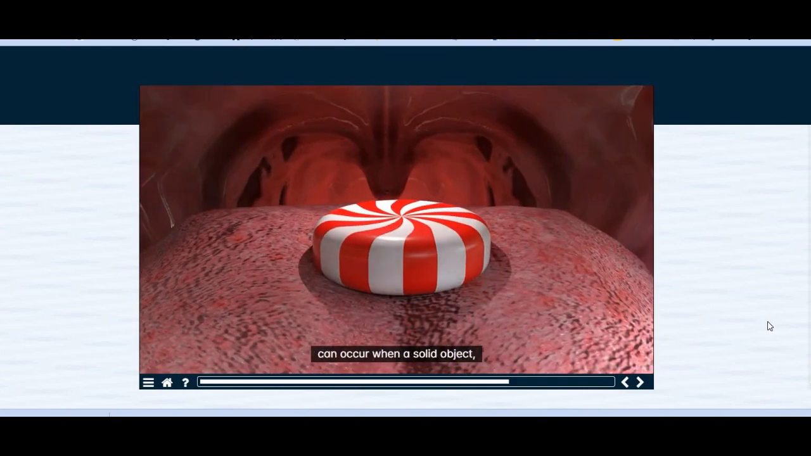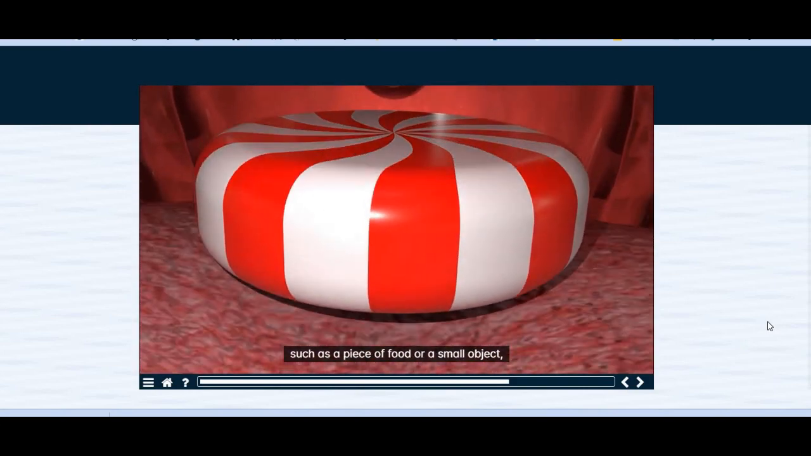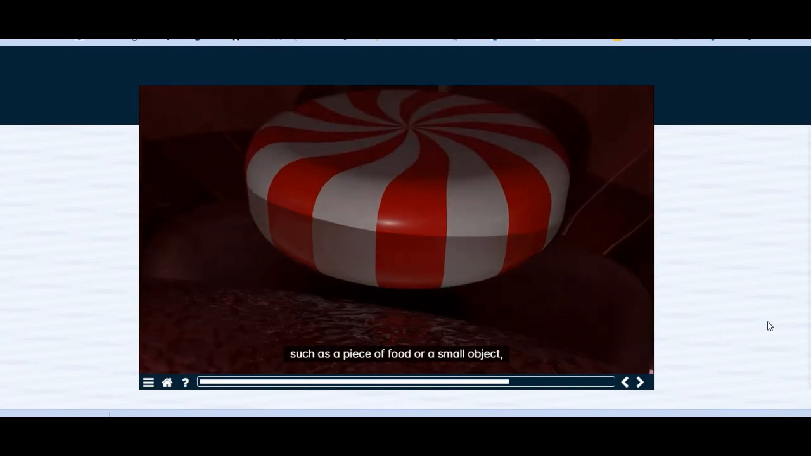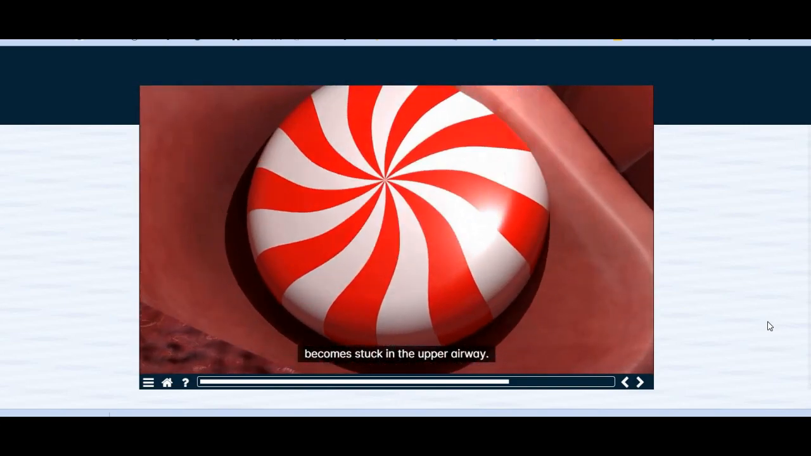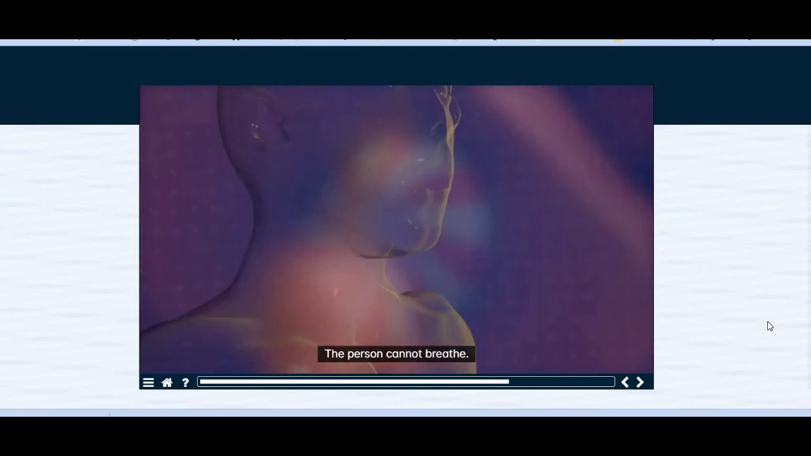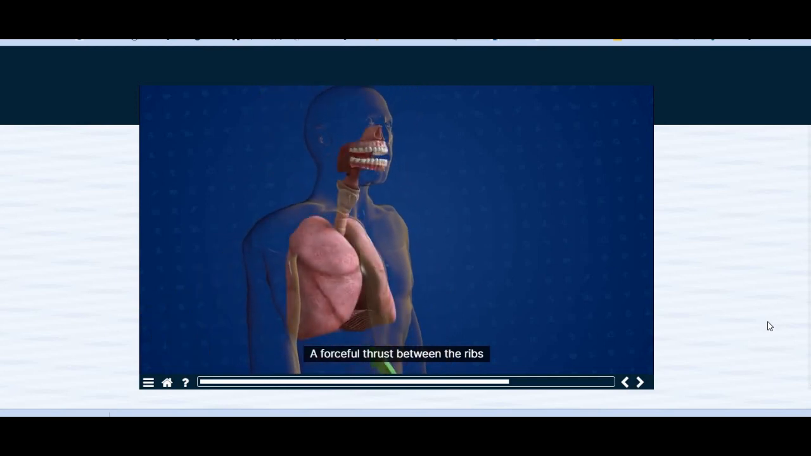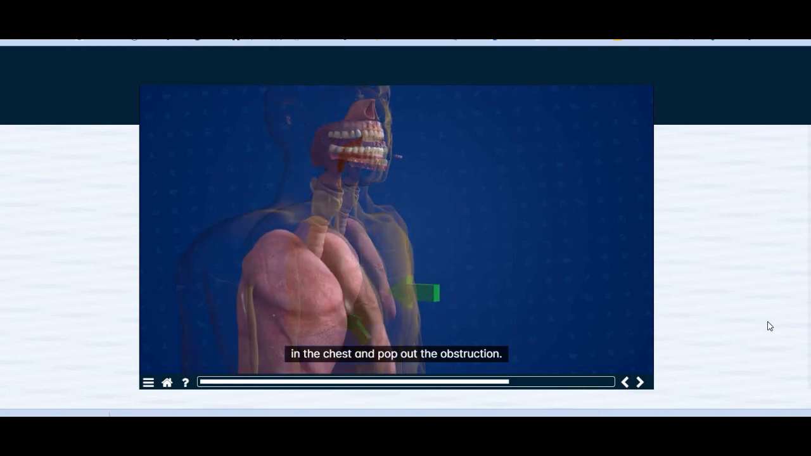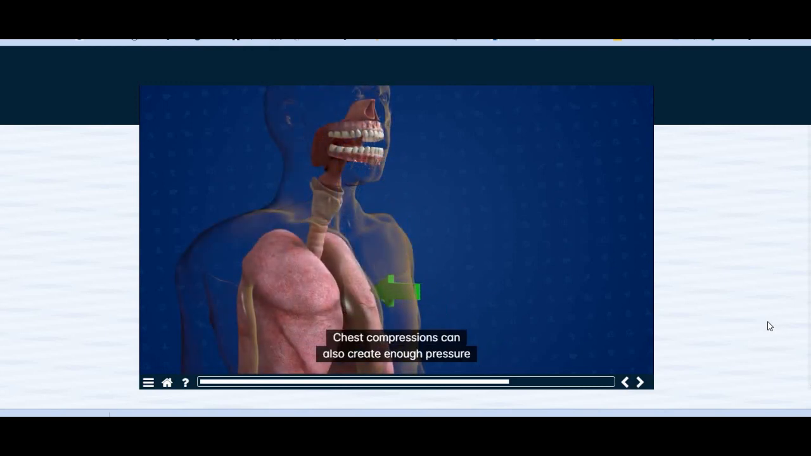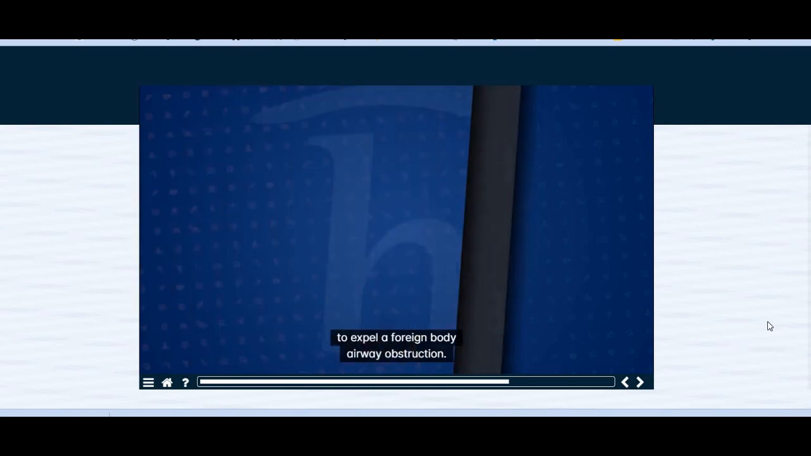Choking, also known as foreign body airway obstruction, can occur when a solid object, such as a piece of food or a small object, becomes stuck in the upper airway. The person cannot breathe. A forceful thrust between the ribs and up into the diaphragm can pressurize the air in the chest and pop out the obstruction. Chest compressions can also create enough pressure to expel a foreign body airway obstruction.